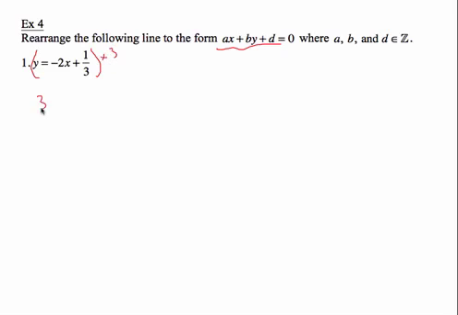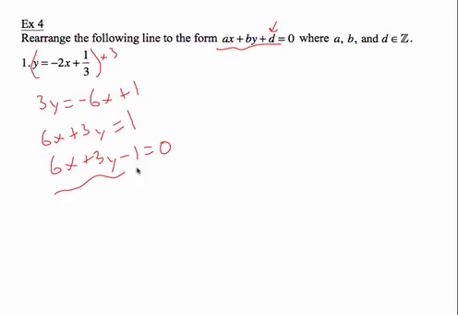Let's multiply by 3. We get 3y equals negative 6x plus 1. And if we add 6x to both sides, we get 6x plus 3y equals 1. And actually we want it in this form, so let's subtract 1 from both sides of the equation. And there we go. There's our answer.